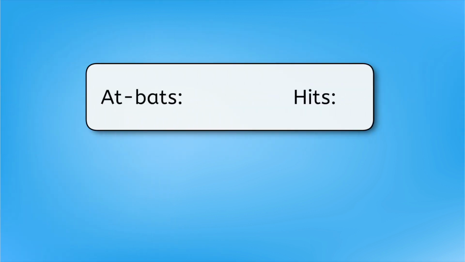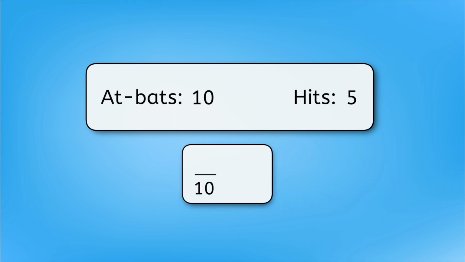Okay, let's say a player goes up to bat 10 times and hits the ball 5 out of those 10 times. 10 is the total number of swings or parts, so that's the denominator. And 5 is the number of parts actually hit, the numerator. We can represent these batting numbers as the fraction 5/10. Hey, wait a second. 5/10 sounds like a decimal with a 5 in the tenths place.